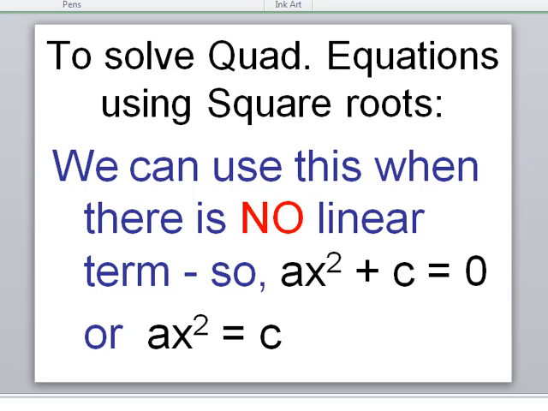To solve a quadratic equation using square roots, we can only do this if there's no linear term. So that means that there is no x term. There's no bx. There's only an x squared and a constant, being a number by itself.